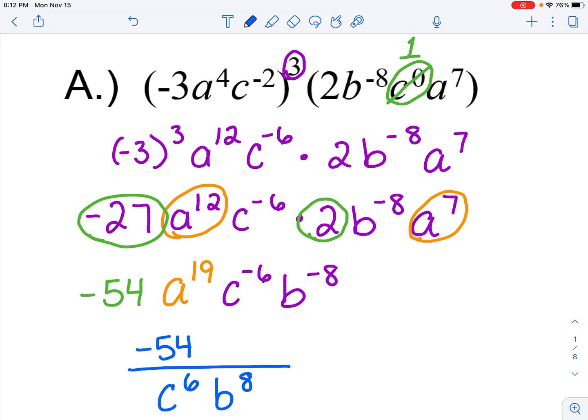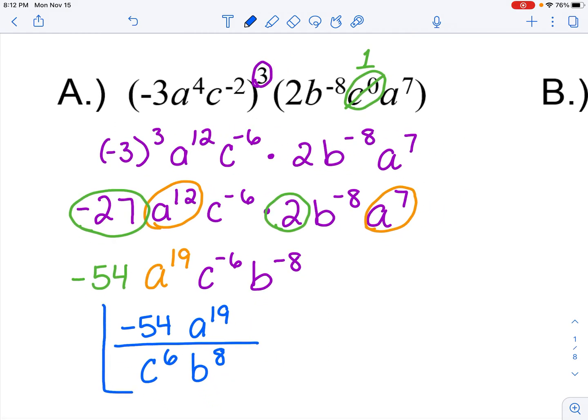Negative 54 and positive 54, not the same number, okay? And then I'm going to have a to the 19th here. This is my final answer. Again, there are multiple ways that you could have gotten to this answer. You did not need to follow the same steps as me. If you choose to do it a different way and get to that answer, you're all set, all right?